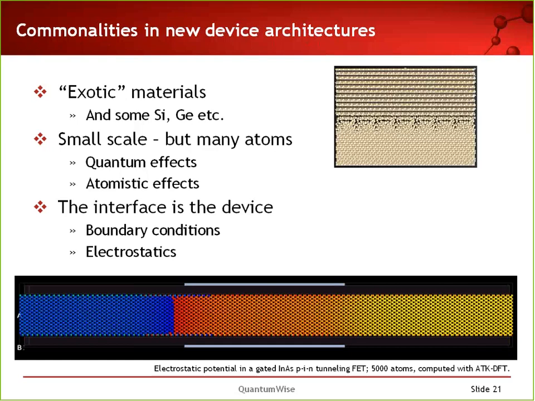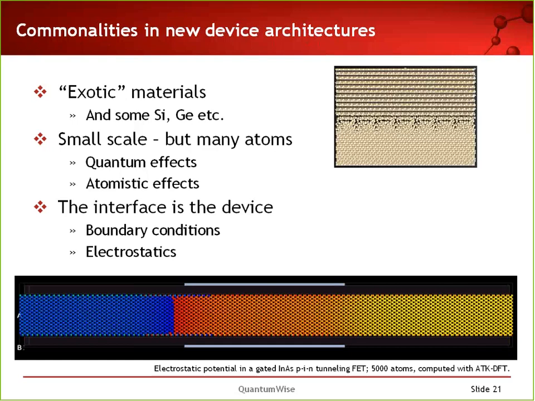So, to summarize a little bit and to look at the commonality between all these different choices for devices and all the points that we have talked about for maybe the last 10, 15 slides. We are dealing now with exotic materials. There will always be some silicon and germanium, but really we have to consider the fact that we now have hafnium and tantalum and a lot of other materials in there.